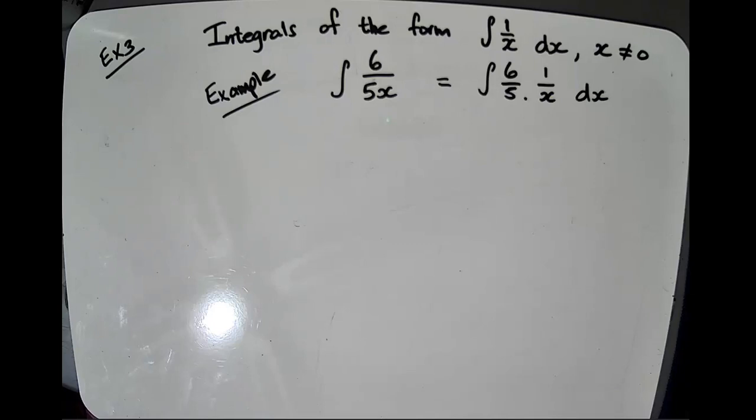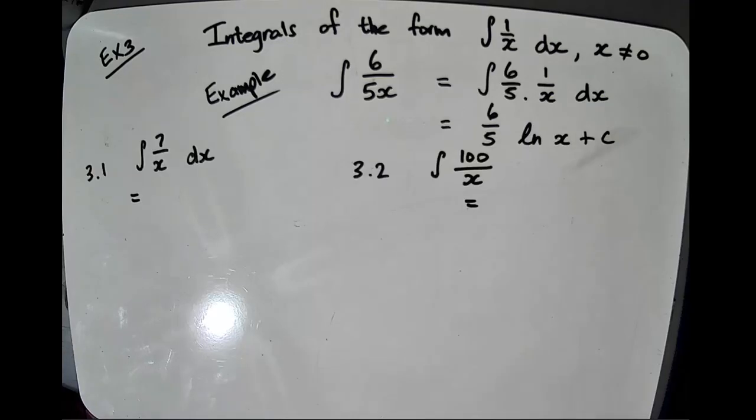So then our answer is very simple. Wherever you see 1 over x, you write ln x. So this is 5 over 6 ln x plus c. It's as easy as that. So example 3.1 and 3.2. Remember, if you separate it first, it will be 7 dot 1 over x dx. Then the answer will be 7 ln x plus c.